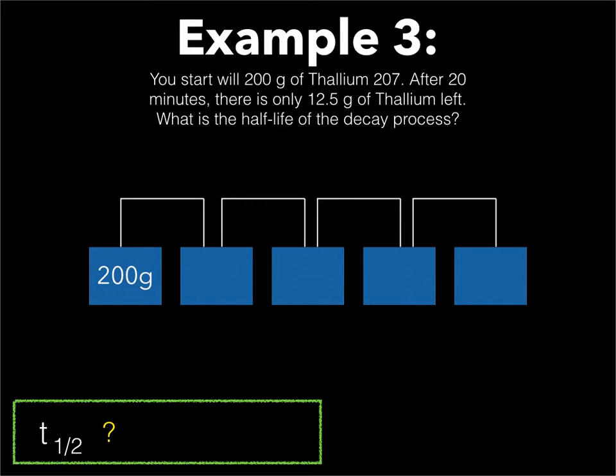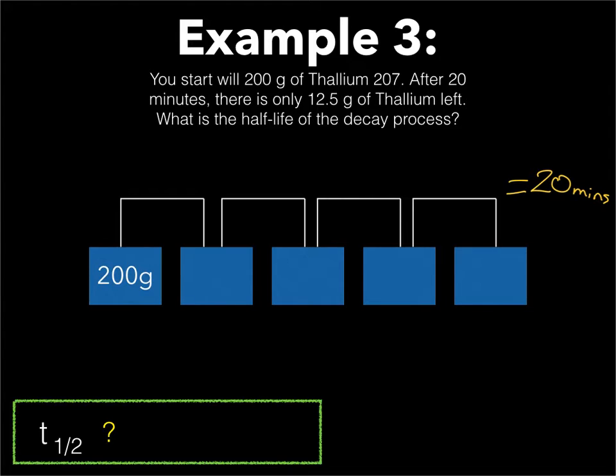Last sample problem. You start with 200 grams of thallium-206. After 20 minutes, there is only 12.5 grams of thallium left. What is the half-life of the decay process? And if you see at the bottom right here, we don't know what the half-life is, but we can calculate for that because we know 20 minutes go by and there is only 12.5 grams of thallium left. So our total time that elapsed was 20 minutes. And we end up with 12.5 grams of thallium.